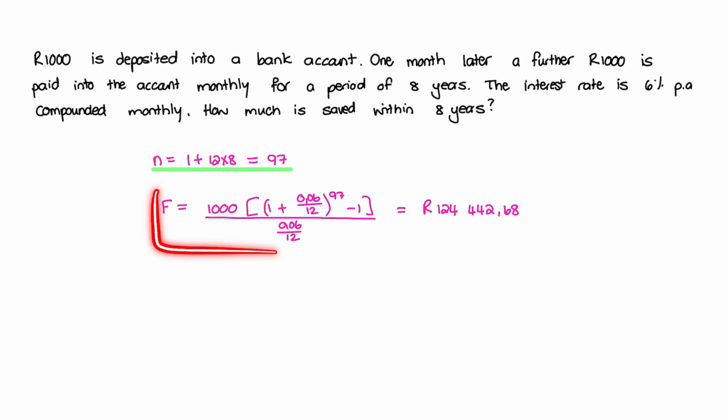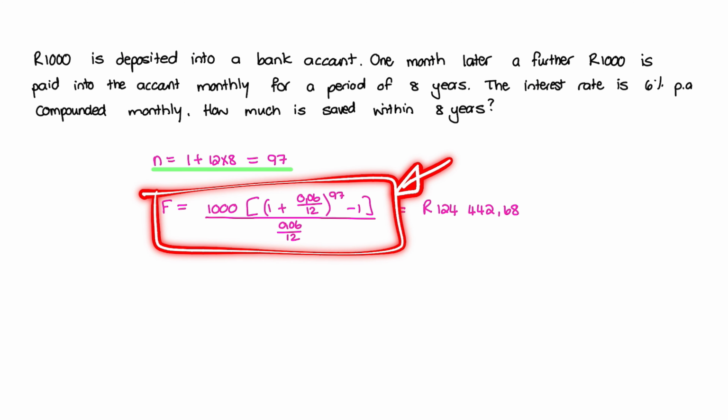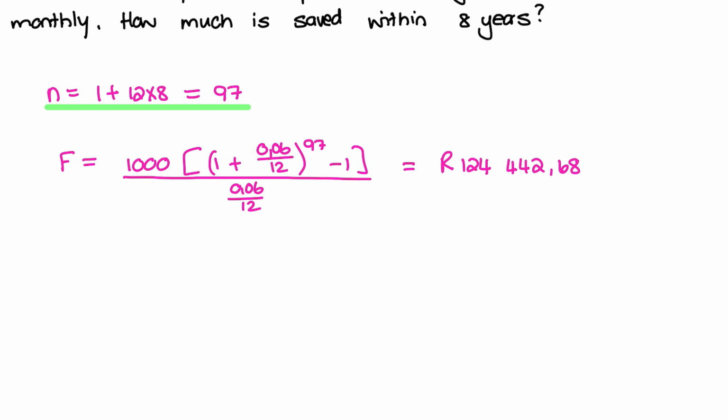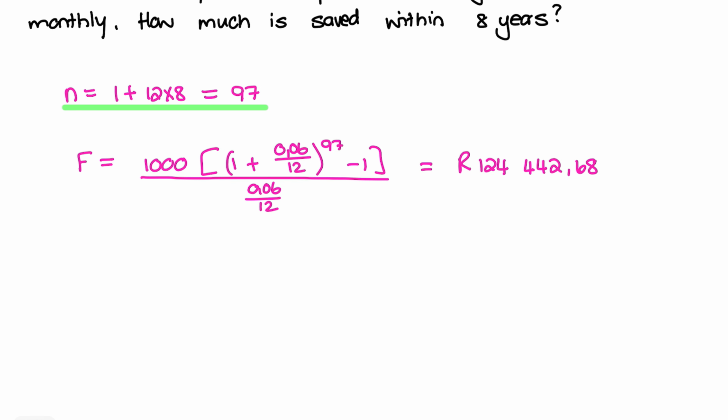Then I already did the substitution here, but you can find this formula on your formula sheet. The X value is the payments, so that is 1,000 Rand. The i value is 6% compounded monthly. That is why we have 0.06 divided by 12. And remember, you have an i value in the numerator and in the denominator. And then we place this all in the correct brackets.